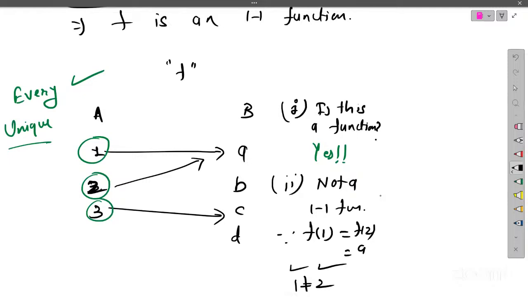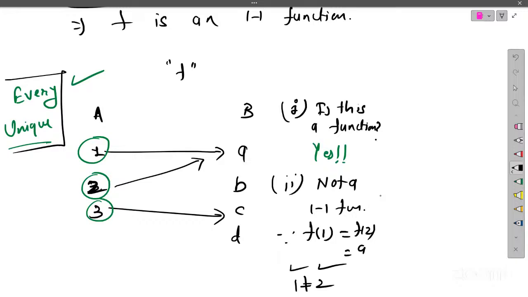So if it is a function, it should satisfy these two conditions. That means first, every element should possess some output, and the second condition is that every input should possess some unique output. So if someone gives you a function and says that this is the input, you can surely say that if this is the input, this will be the output. Okay, so for example, if this is a function, what is an onto function?